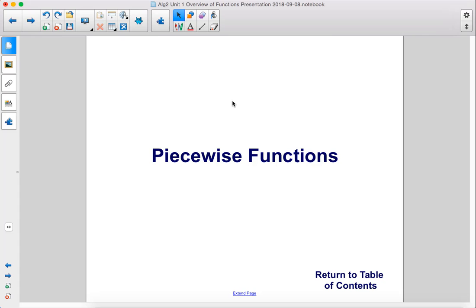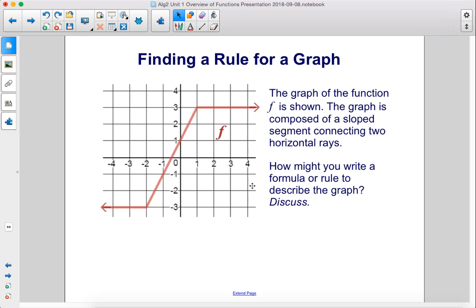Piecewise functions. The graph of the function f is shown. The graph is composed of a sloped segment connecting two horizontal rays. How might you write a formula or rule to describe the graph? Discuss.